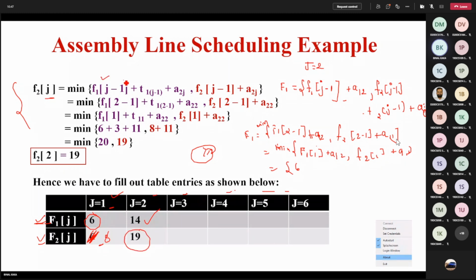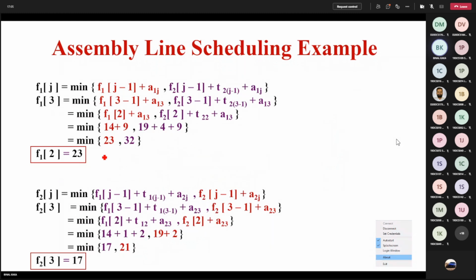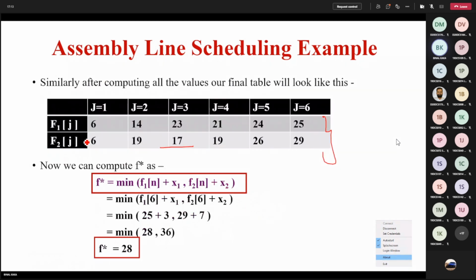Same formula we have to fill in this location: f1 of j minus 1, t of j minus 1, a of 2 j, and you will get 20 and 19. So you fill the 19. So using this formula, let's fill the whole table. So this is your table values, right? How did we fill these table values? Whichever minimum came from the two, that's why we fill this table using that formula.